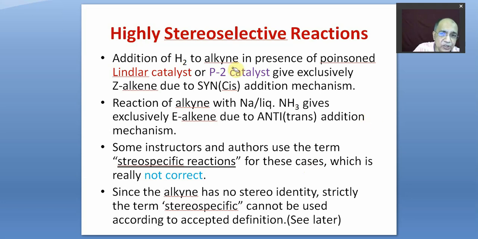Addition of hydrogen to an alkyne triple bond, for example but-2-yne, in the presence of a poisoned Lindlar's catalyst or a P2 catalyst, I am not going to discuss these catalysts now, gives exclusively the Z alkene, that is the cis alkene, due to the cis addition mechanism or the syn addition mechanism. Both the groups are added to the double bond from the same side, either both from the top or both from the bottom. So that gives you the Z alkene.